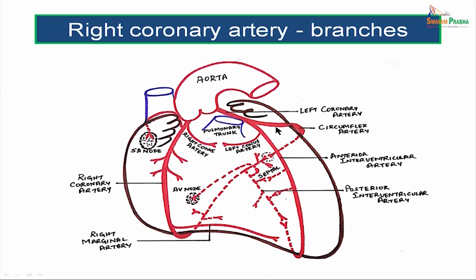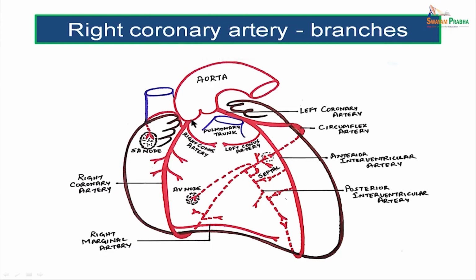Now, next we will be going on to see individual arteries, how they supply the heart, what are their branches. So, which are the most important branches given off by the individual arteries. Now, first coming on to the right coronary artery.